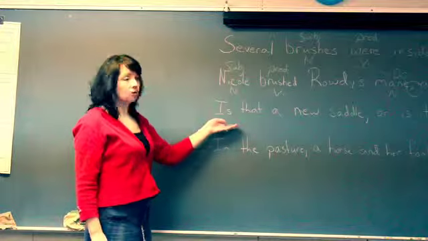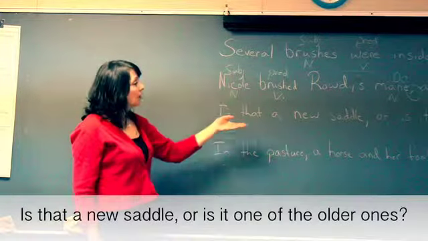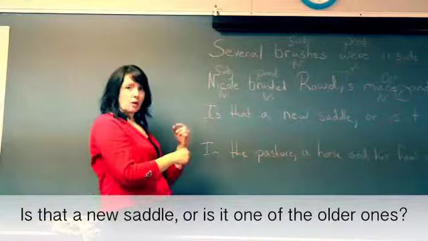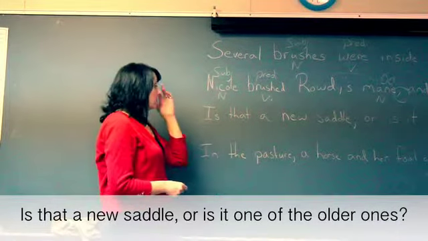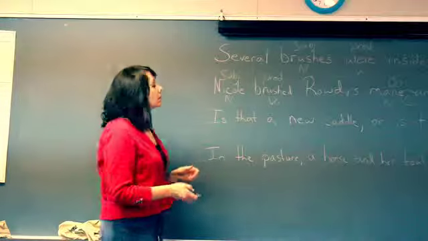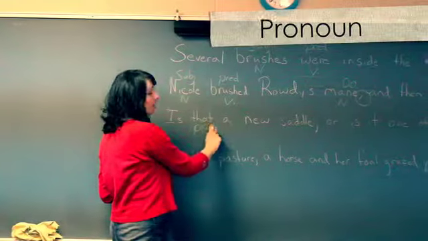But when you have an interrogative sentence like this, it's asking a question, "Is that a new saddle, or is it one of the older ones?" You have to do a little switching around to figure out where the subject is. So instead of saying "is that a new saddle," we would say "that is a new saddle." So then that helps us determine, first, that "that" is acting like a pronoun here.